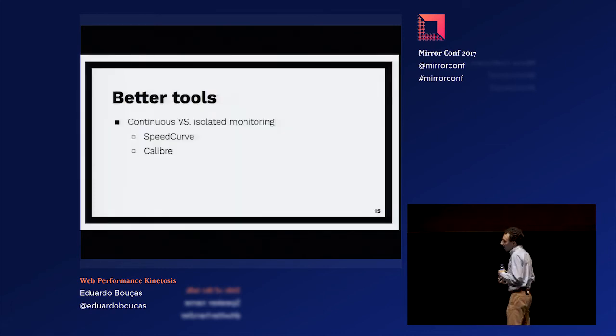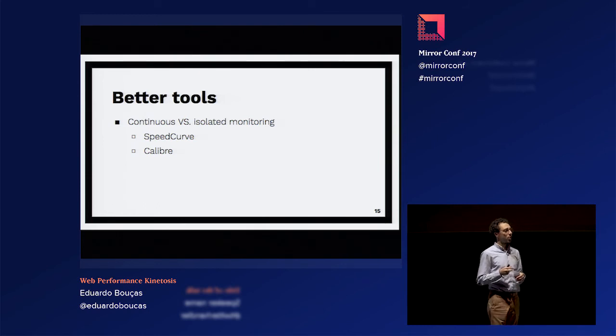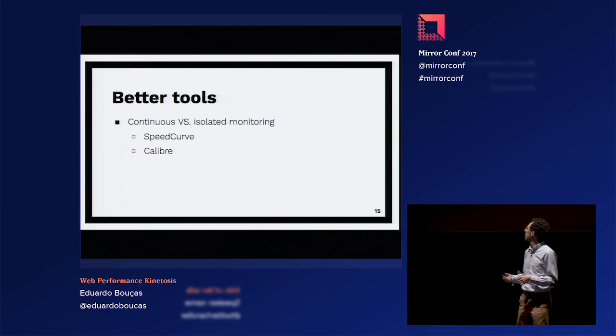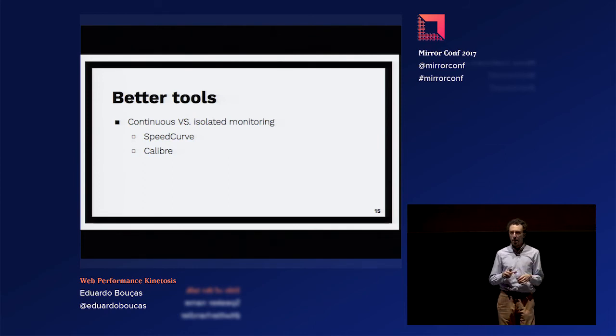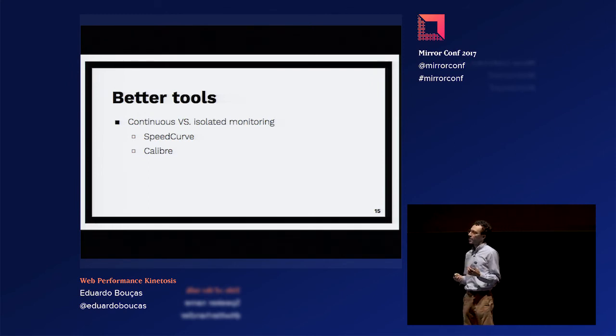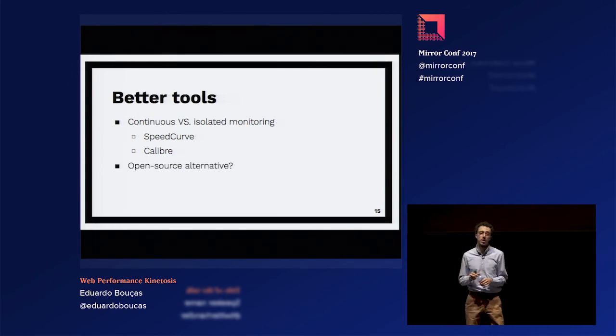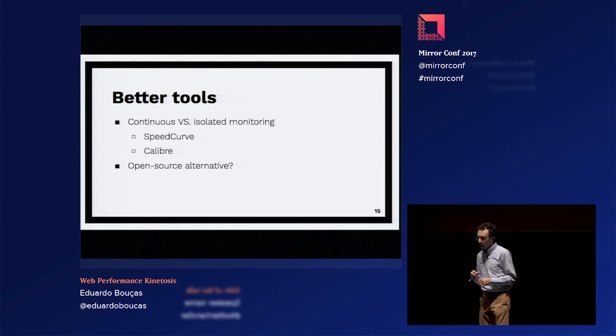And so I found a couple of commercial tools that do a great job at this. One of them is called SpeedCurve, the other one is called Calibre. They're both amazing tools, but I sort of wondered if there was an open source alternative that would allow us to do this, for free. And there wasn't, so I do what we all do, and I build one.